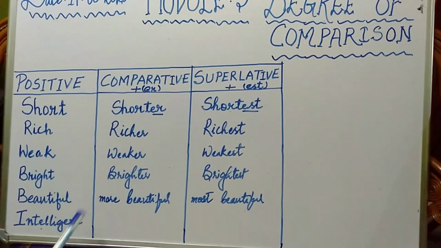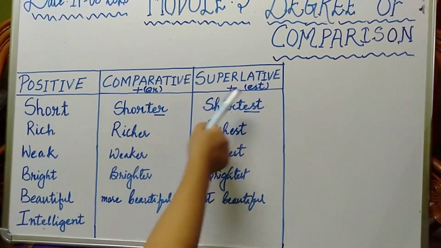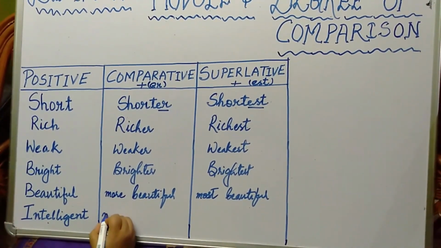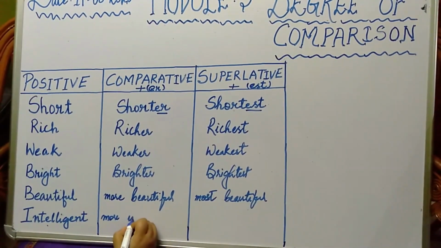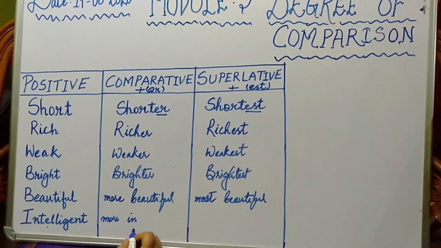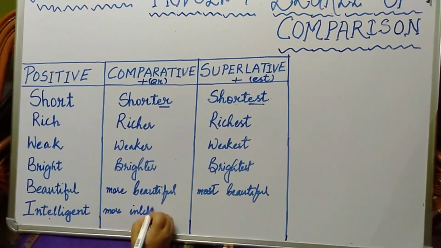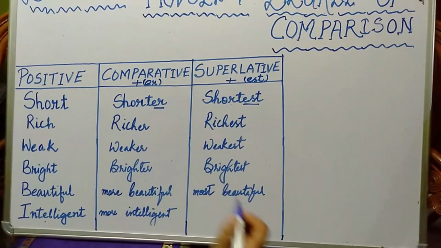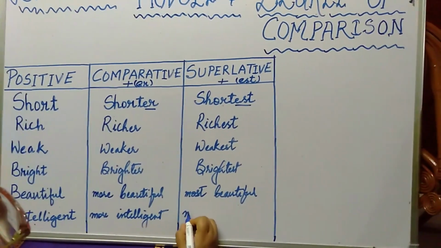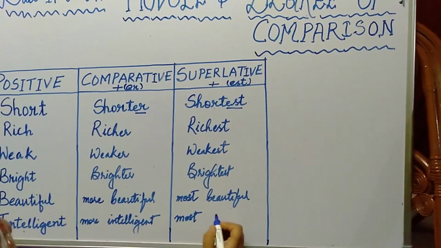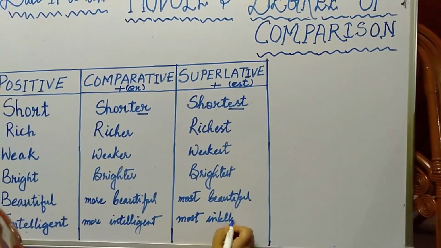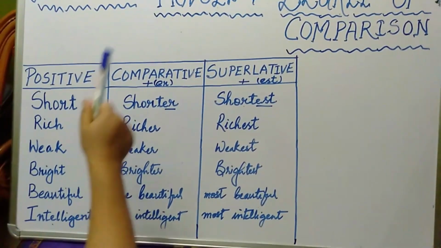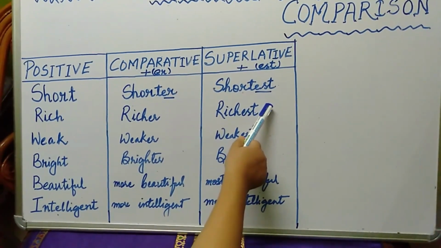Similarly, intelligent, you cannot form a word like intelligenter or intelligentest. Okay, that will be incorrect. So for this word, what do we add? We add more. More intelligent. Ravi is more intelligent than Rohan, right? And if you are comparing it with a whole group, what do you write? He is the most intelligent boy in the class. Most intelligent. So in this way, you can change a positive degree into a comparative and superlative one, students.